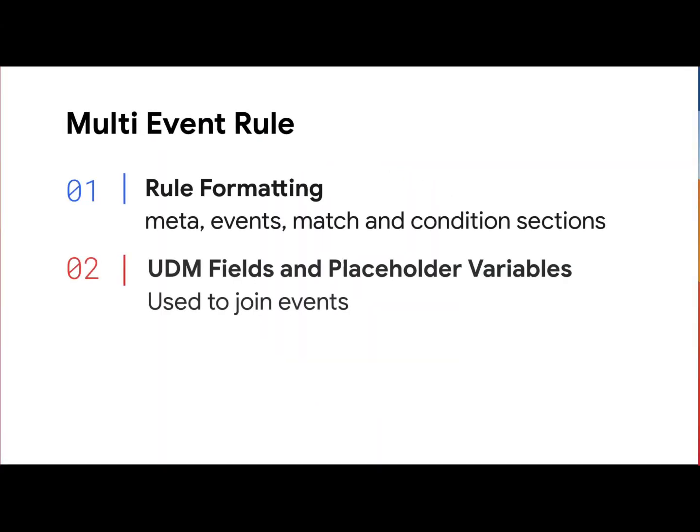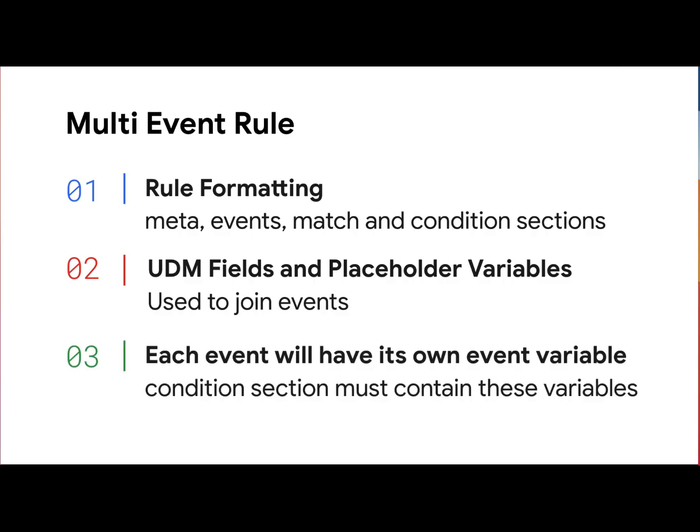Remember that when you start building multi-event rules, the match section, in addition to the meta, events, and condition sections, are all mandatory. UDM fields and placeholder variables can be used in the events section to join like fields together, and each type of event that is being evaluated will have its own event variable. These event variables will end up in the condition section separated by the word and. As we evolve multi-event rules, other descriptors will be found in the condition section, but at the end of the day, each event needs to be represented in some way within the condition section.